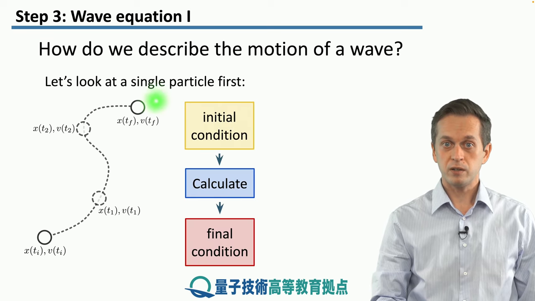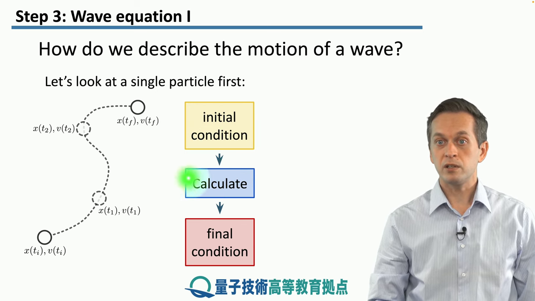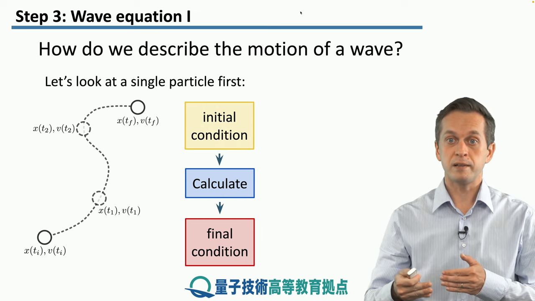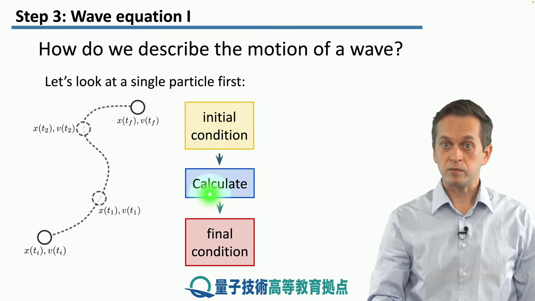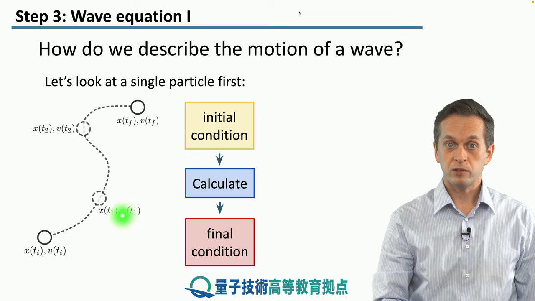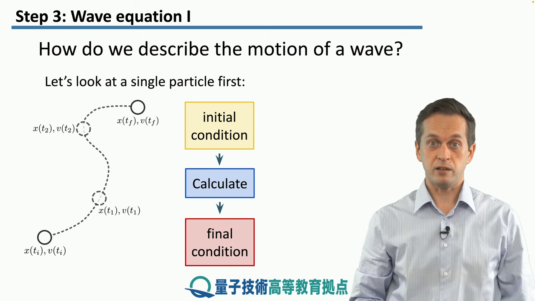We start with some initial condition, and then we have some way of calculating its position and velocity at the next time. Usually this is given by some small infinitesimal time dt. And we apply this calculation process over and over again. That way we trace out the entire trajectory until we reach the final condition or the final state.